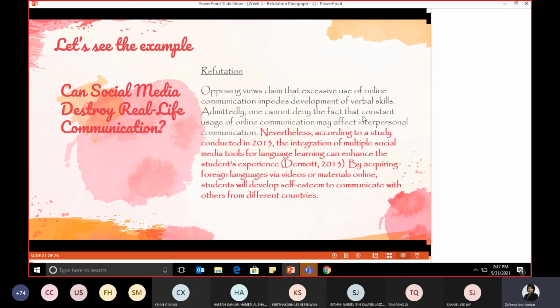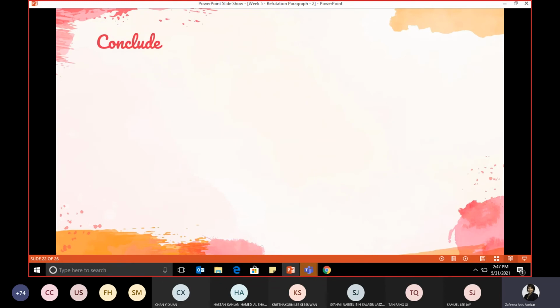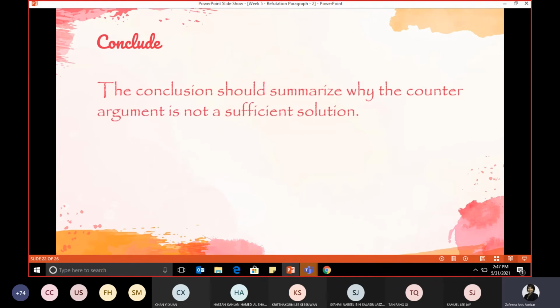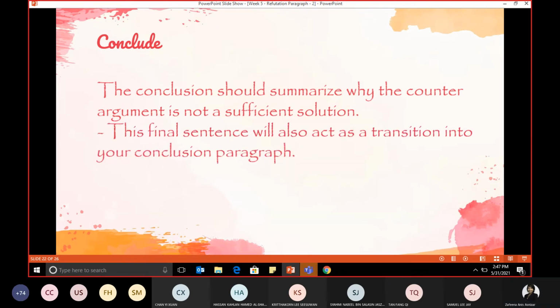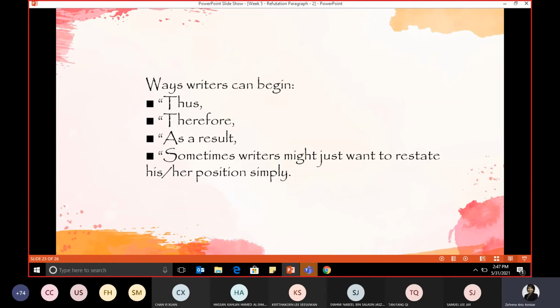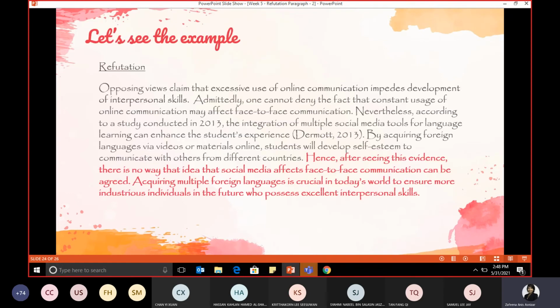Okay, all right. So then, what else do you have to do here? To conclude, of course, you have to conclude. You should summarize why the counter argument is not a sufficient solution. You must state why the point provided by the opposition is not acceptable. So how can you do it? You have to include the final sentence in your conclusion paragraph. You try to summarize the whole thing. Thus, therefore, as a result, sometimes writers might just want to restate his or her position simply. You can also use these phrases to help you conclude your refutation paragraph.